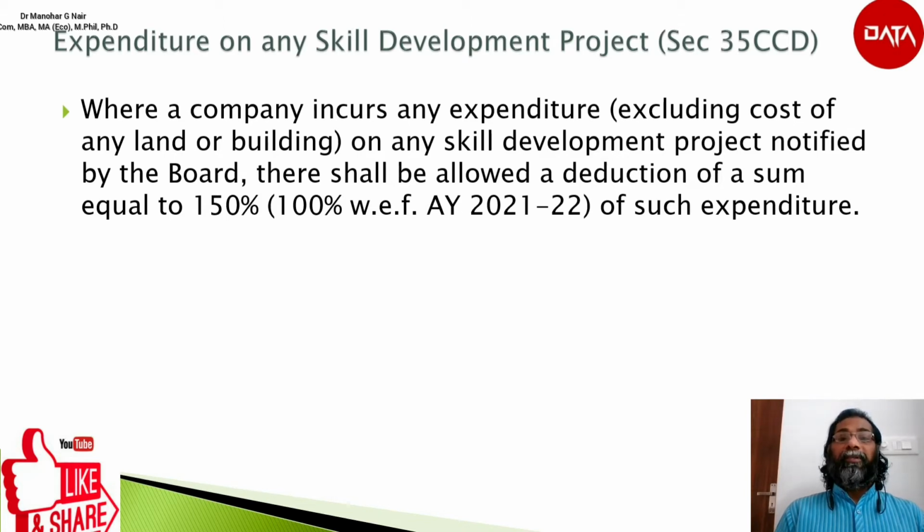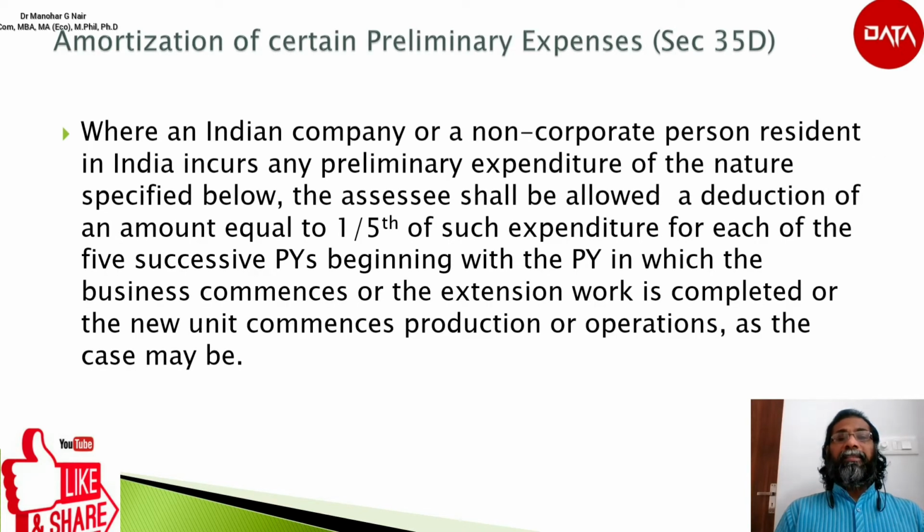The next case is amortization of certain preliminary expenses as per section 35D, where an Indian company or a non-corporate person resident in India incurs any preliminary expenditure of the nature specified below, the assessee shall be allowed a deduction of an amount equal to 1/5 of such expenditure for each of the 5 successive previous years, beginning with the previous year in which the business commences or the extension work is completed or the new unit commences production or operation, as the case may be.